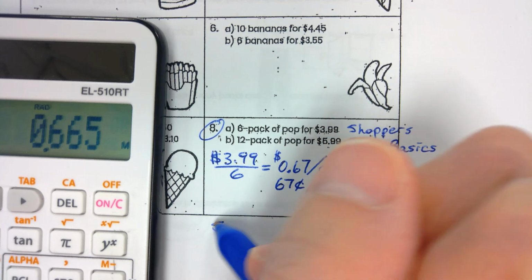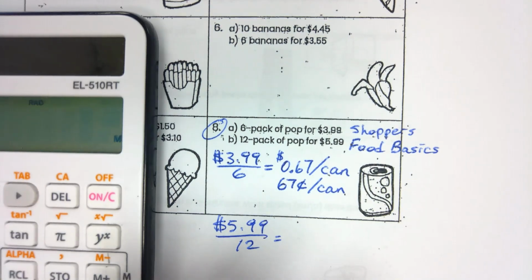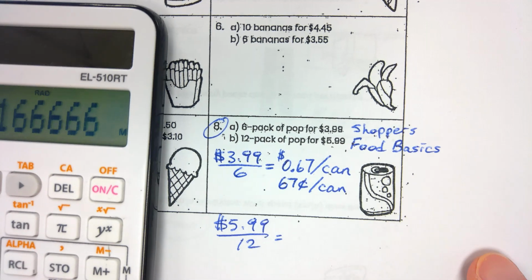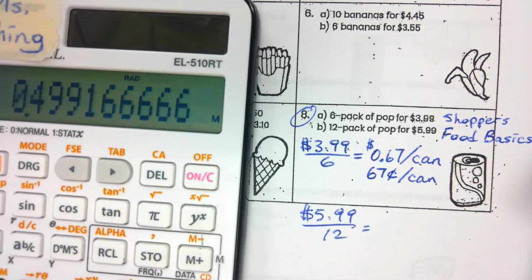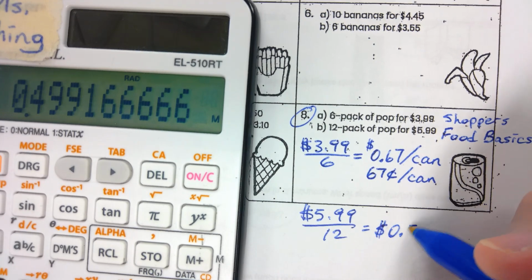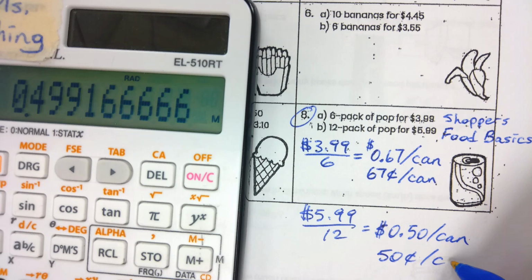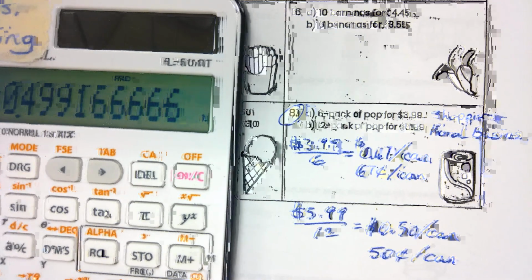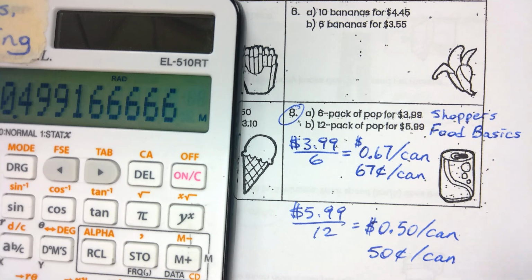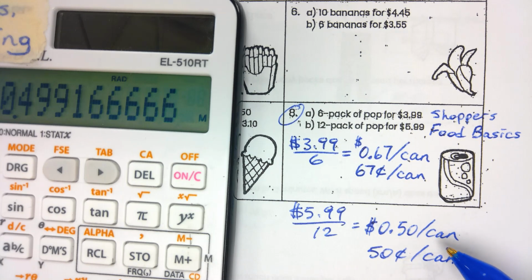Here, the second store, $5.99 divided by 12. Okay, I get this. Yep, so then I can write it's 50 cents per can. Okay, and then, so who will buy from Shoppers? Who will buy from Food Basics? Obviously you will say I'm buying from Food Basics because it's cheaper.